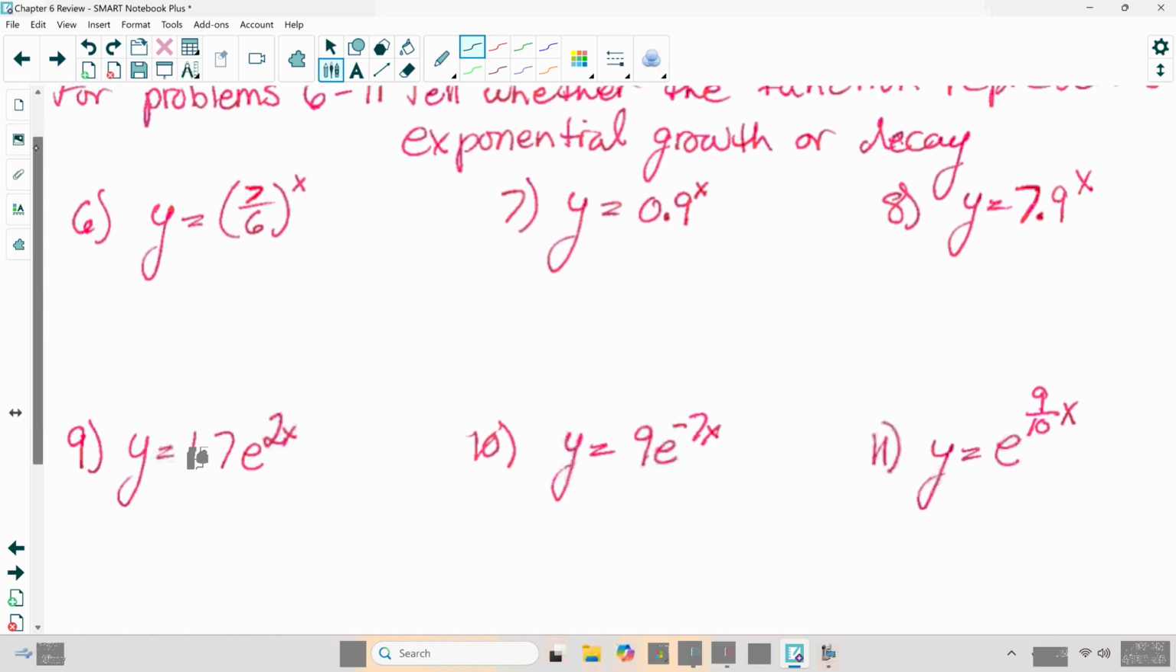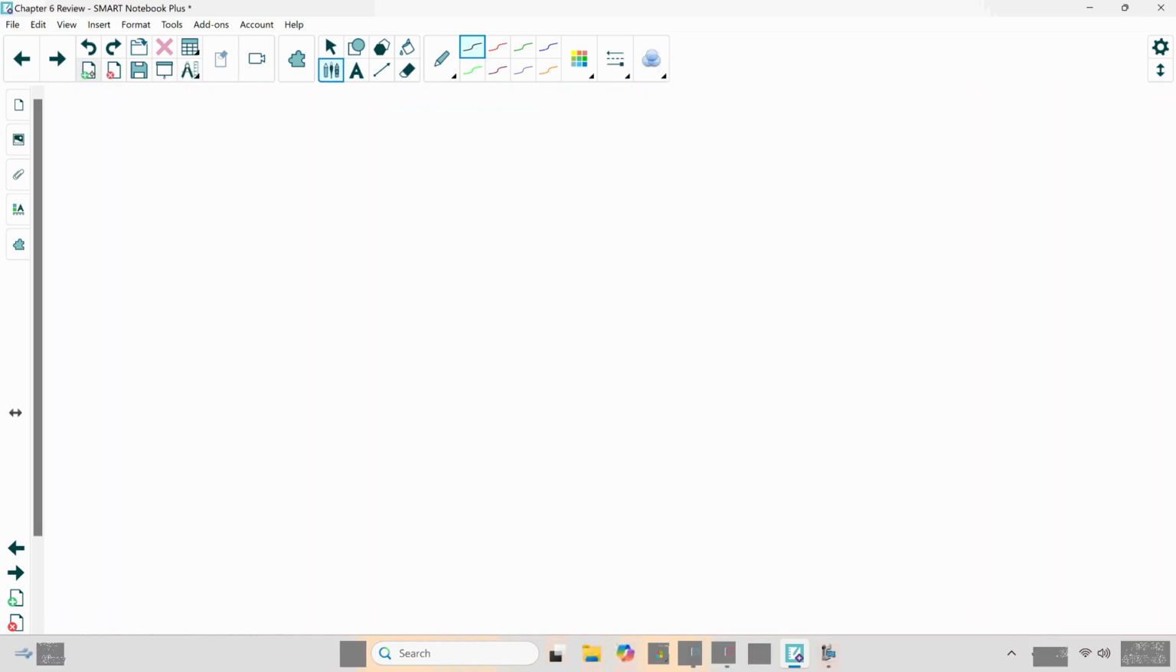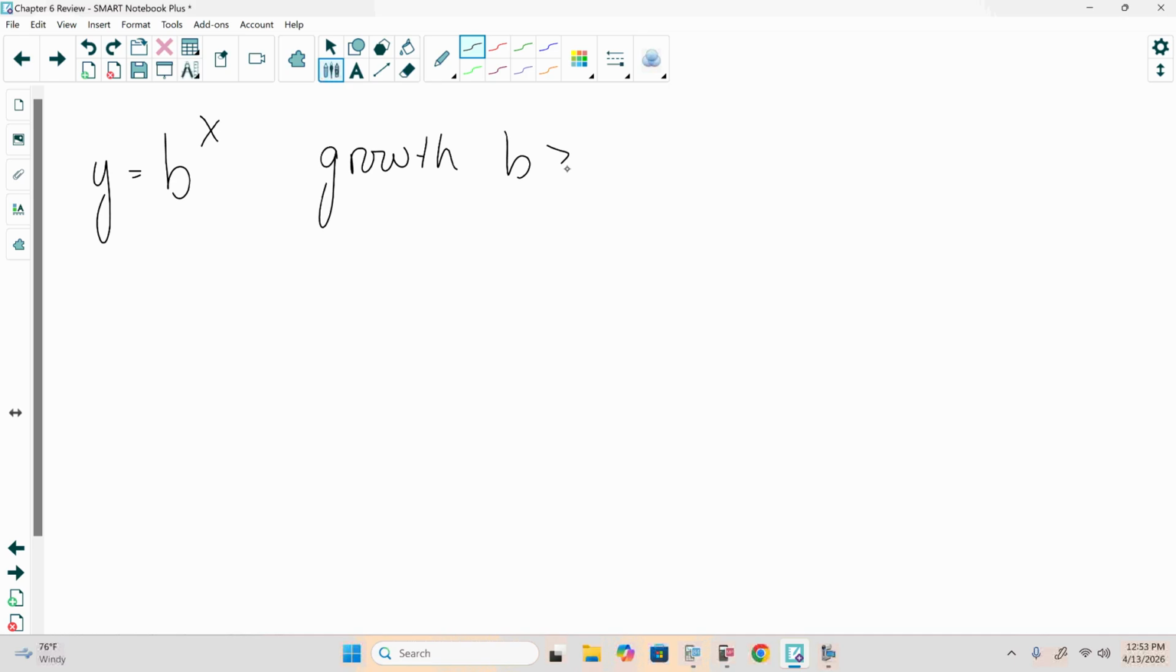For 6 through 11, exponential growth and exponential decay, y is equal to b to the x. If we have it in this form, it's considered growth if the base is greater than 1, and it would be decay if 0 is less than b is less than 1. If we actually have a number that is not e as the base, if the base is greater than 1, it's growth. If it's between 0 and 1, it's decay.